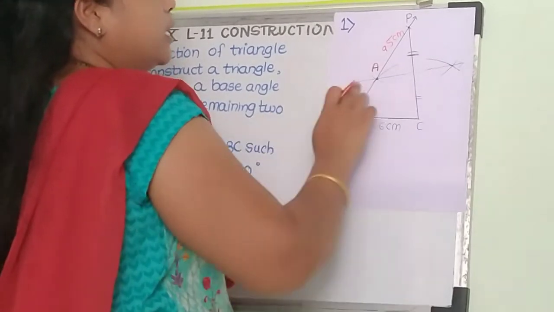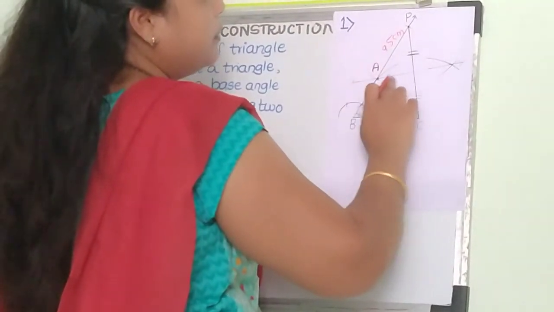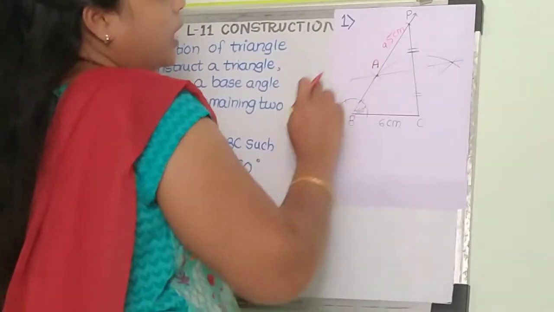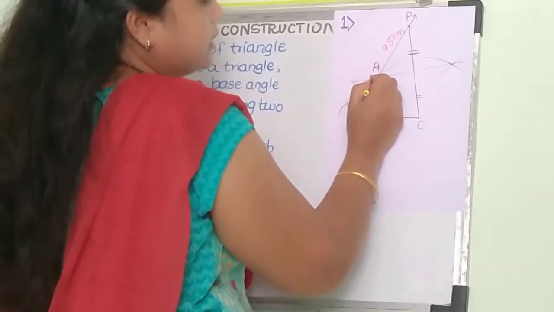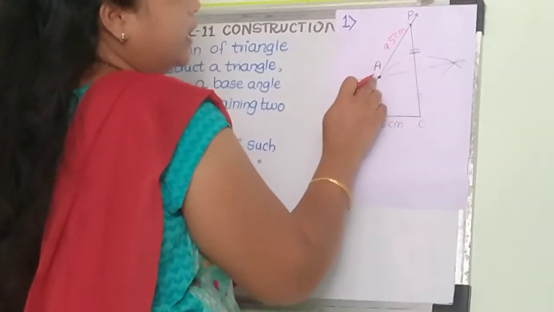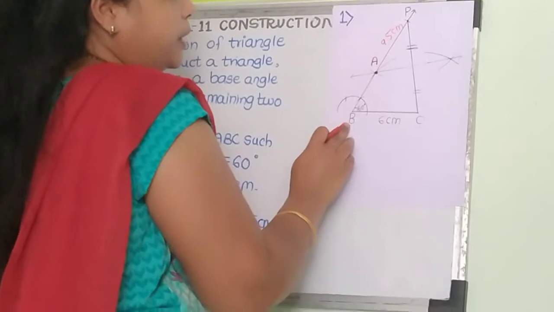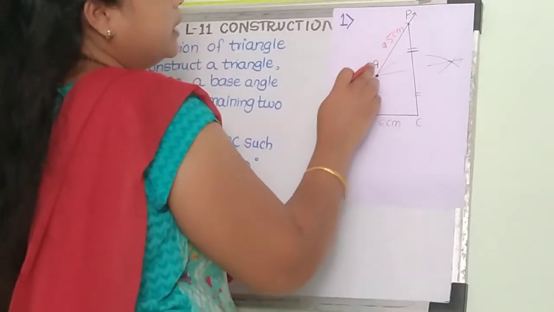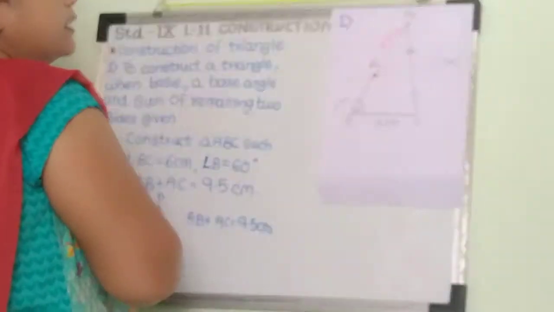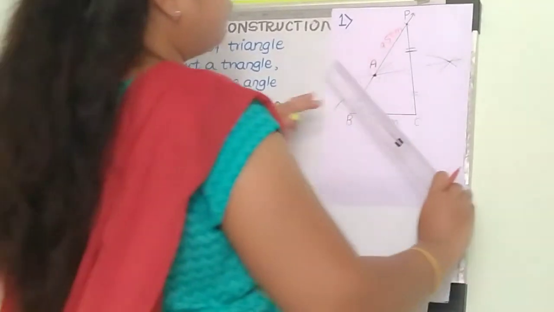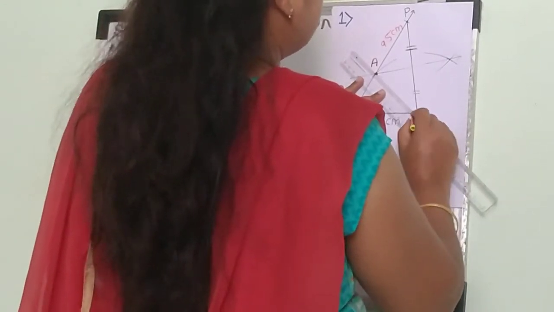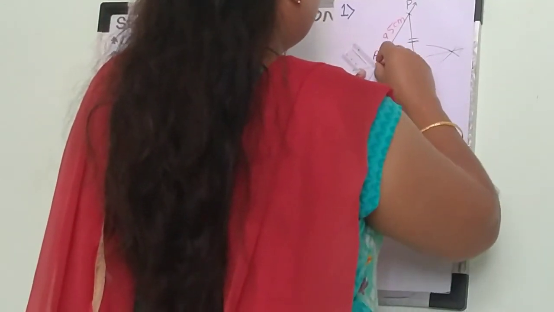After that we are going to draw the line passing through these intersecting arcs. So here the point where this perpendicular intersects BP is known as the remaining point of the triangle, that is A, and after that we have to join AC.